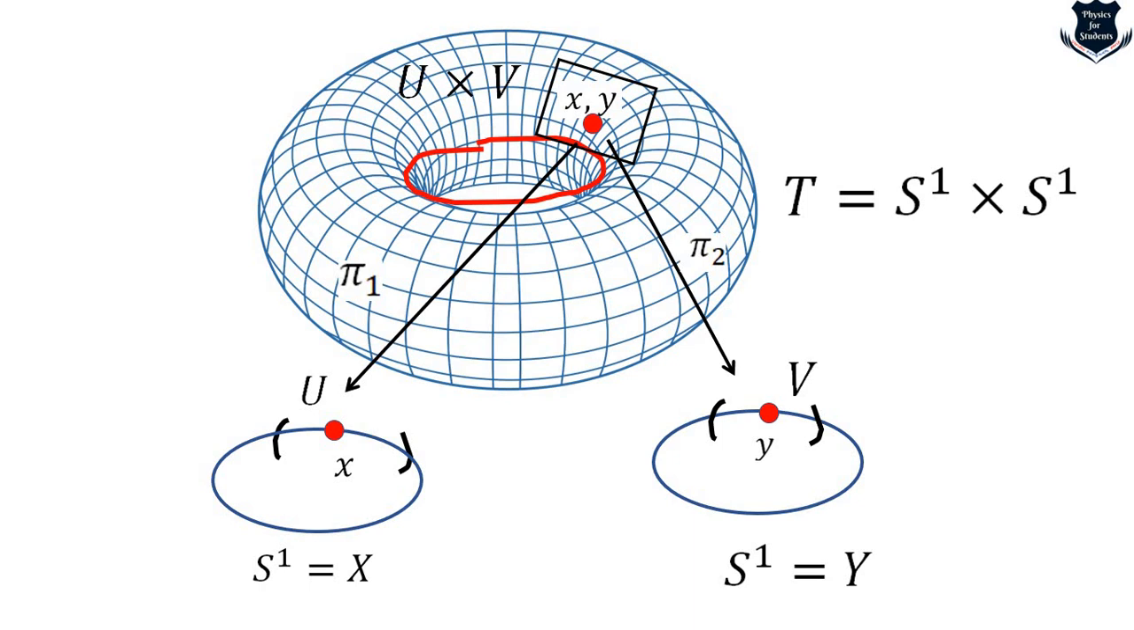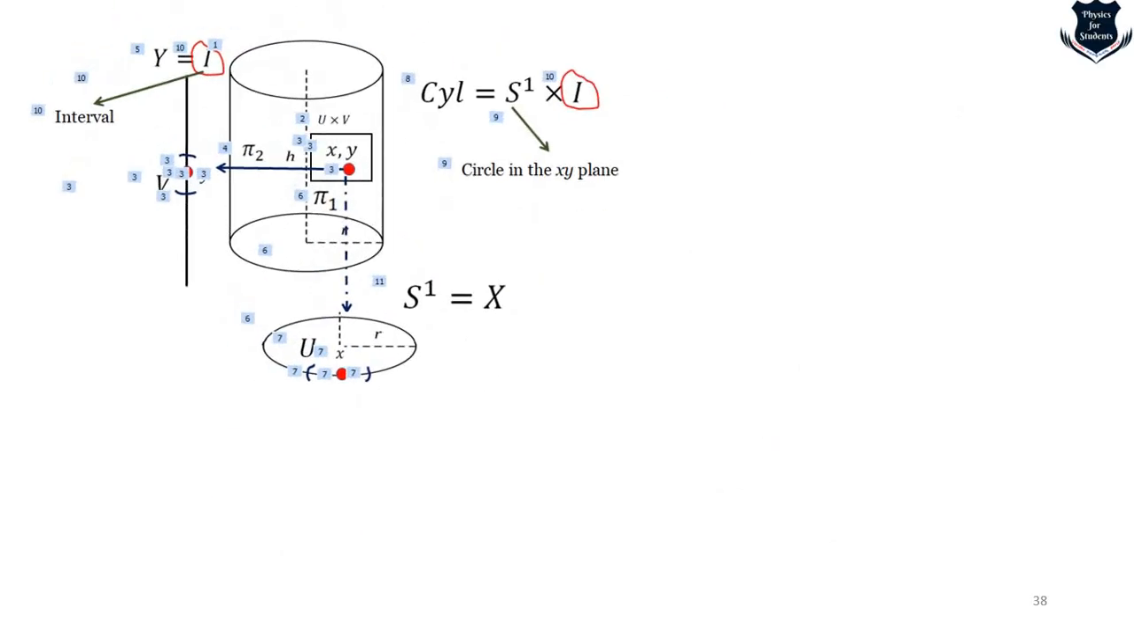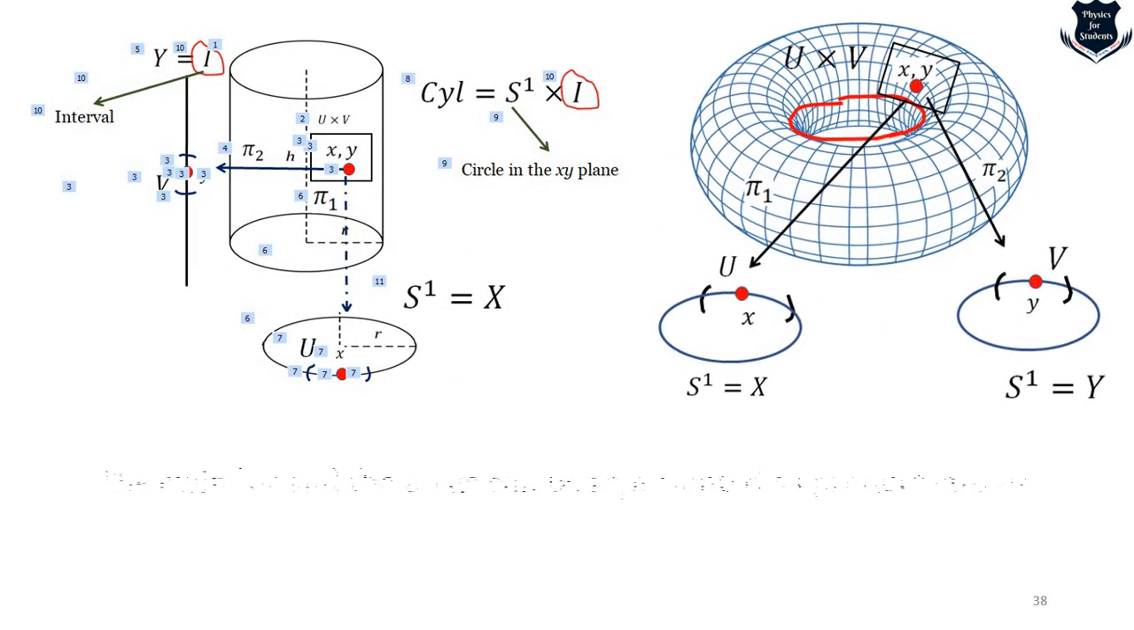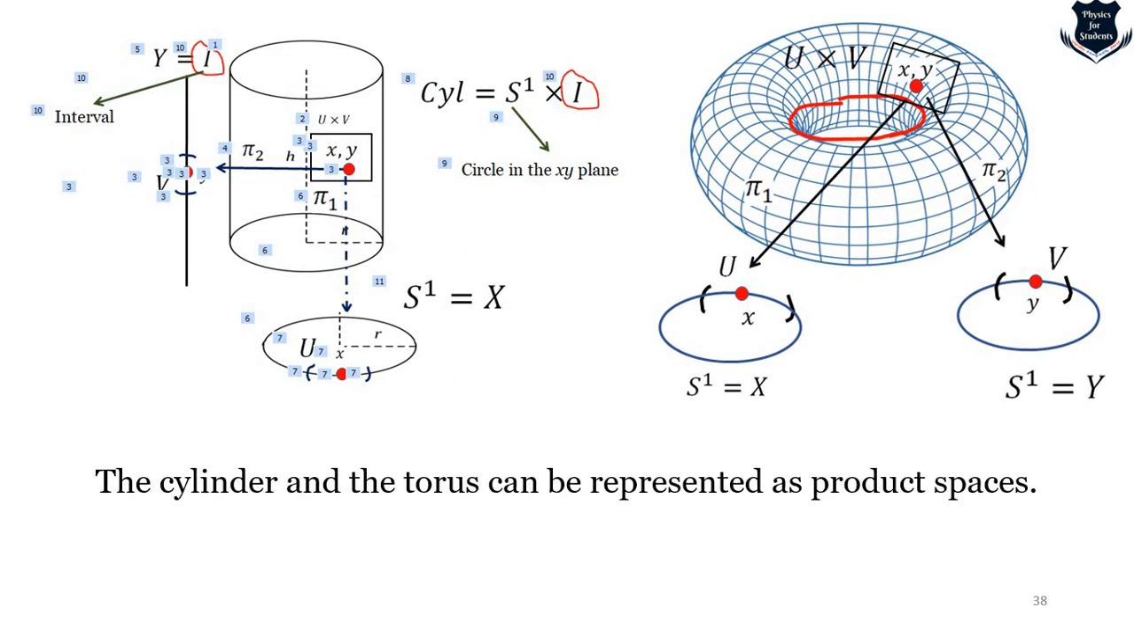So this is how the cylinder and the torus are being represented as product spaces. The cylinder is extended from the lower part, and the torus on this part, which can be said as s1 multiplied by s1, and s1 is basically the circle in the plane, circle in the xy plane. Okay, so let us see these two pictures together once, this one and this one. Okay, and what we can say, that the cylinder and the torus can be represented as product spaces.